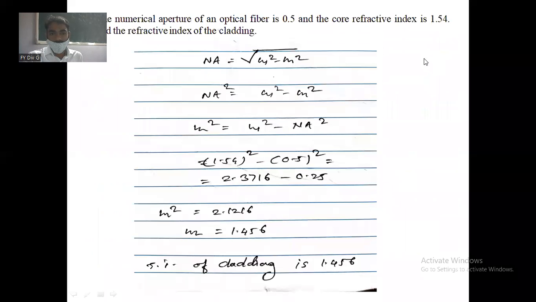Okay, see the last numerical. NA is equal to square root of N1 square minus N2 square. So NA square is equal to N1 square minus N2 square. So we modify this formula for N2. So N2 square is equal to N1 square minus NA square. So we have N1 and NA. If we put in this formula, N2 square is equal to 1.54 square minus 0.5 square. So N2 is equal to 1.45.